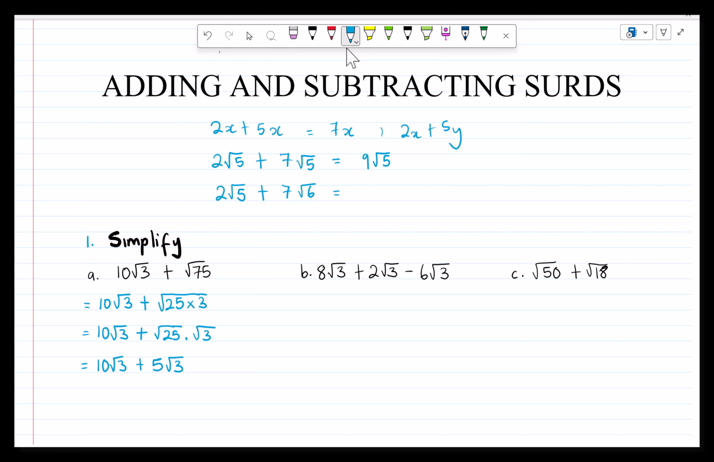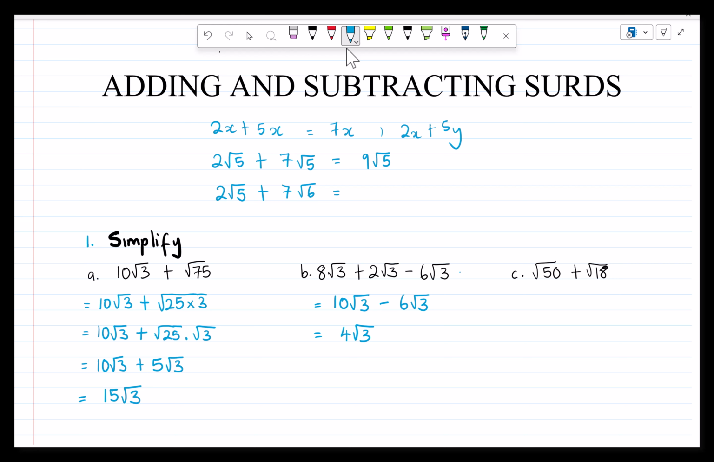Now that we have 10 root 3 plus 5 root 3, which are considered like terms, we can then add and say 10 plus 5, that gives us 15 root 3 as our final answer. Looking at B, we have 8 root 3 plus 2 root 3 minus 6 root 3. We are going to add 8 root 3 plus 2 root 3, which gives us 10 root 3, minus 6 root 3. Now 10 minus 6 gives us 4, and we have root 3. This is the simplified solution, 4 root 3.